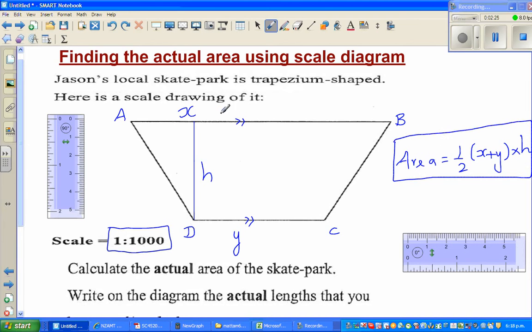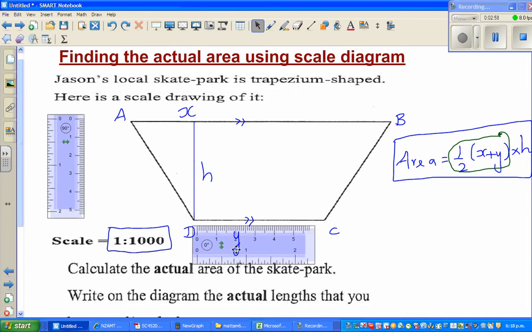These two can be called the bases, and this is the height. The area of a rectangle, as you know, is base times height. So you've got two bases in a trapezium, and that's why you have this formula. It's very easy to remember. When you add the two bases and divide by 2, you are finding the average of the bases.